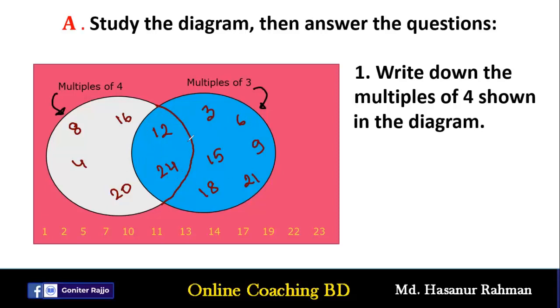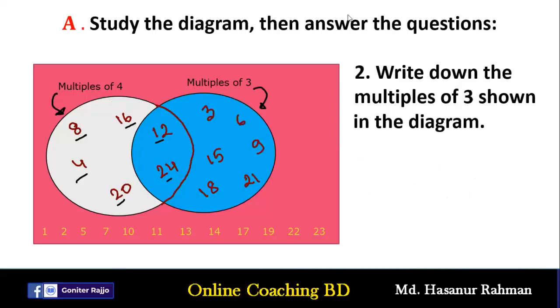These two numbers are common in both multiples of 3 and 4, and these numbers are neither multiples of 3 nor multiples of 4. So number one says write down the multiples of 4 shown in the diagram. These numbers belong to the circle of multiples of 4. So from the diagram, we can say multiples of 4 are 4, 8, 12, 16, 20, and 24. These 6 numbers are multiples of 4, and we are finding this out by using the diagram.